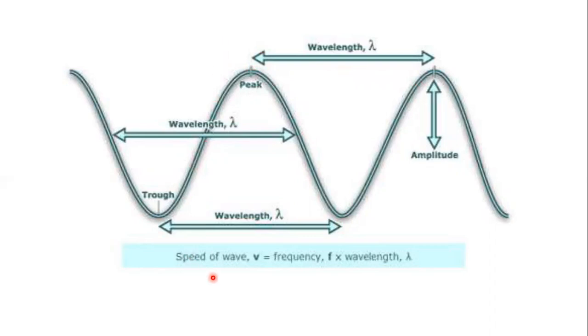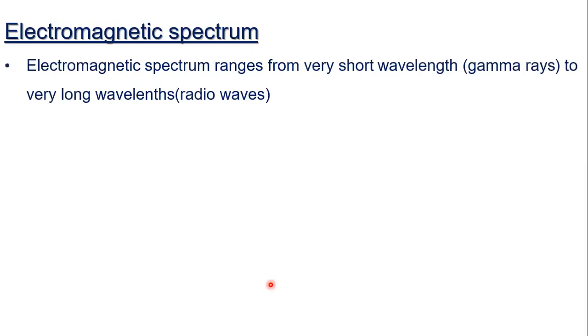Now, you know the formula: V, the velocity or speed of the wave, is frequency multiplied by wavelength. If I represent frequency by F and wavelength by lambda, then V equals F times lambda. That's very easy and very interesting. What's the electromagnetic spectrum? I told you it ranges from shorter wavelength to longer wavelength. Shorter wavelength, just keep in mind, is gamma rays, and longer we call radio waves.